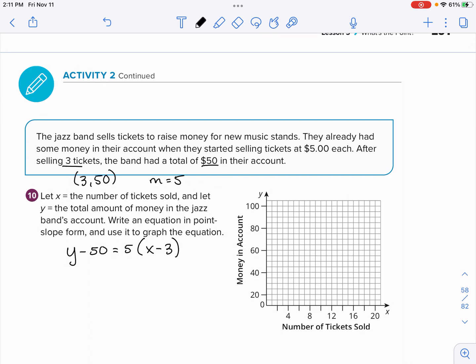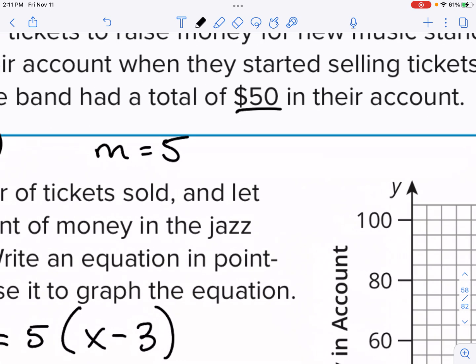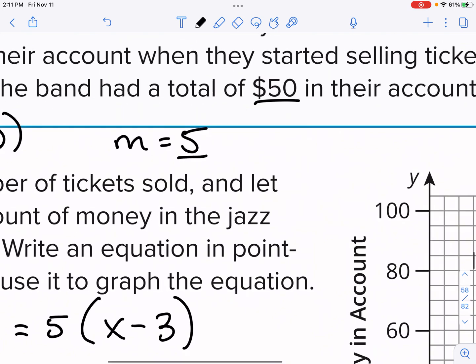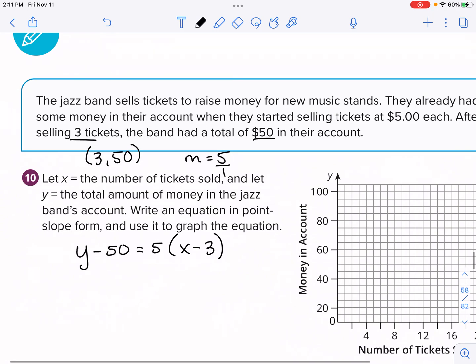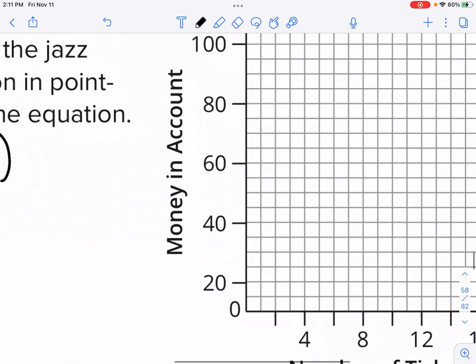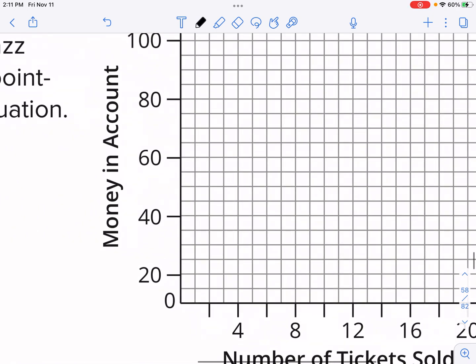All right, and then from here, let's graph this information. Before I begin though, let's actually make 5 into a fraction by putting it over 1. And I want to find where is 3, 50 on here. Okay, 3, 50. So 3 to the right, that's right here, and 50 up, 40, that might be 45. This is 50 here. So this is the point (3, 50).